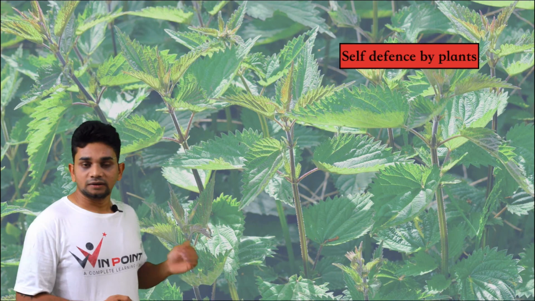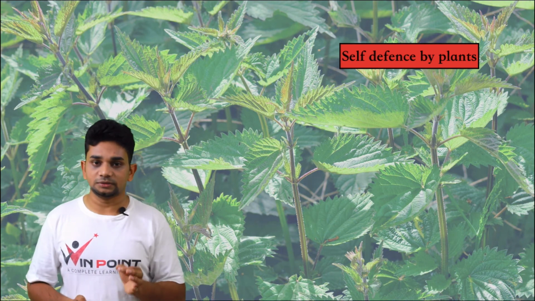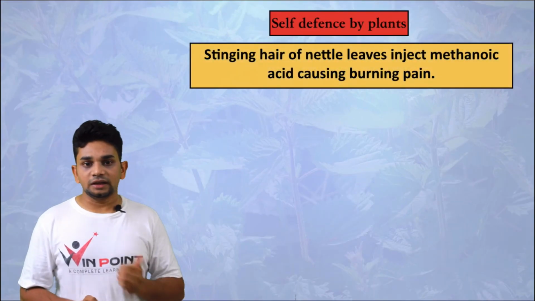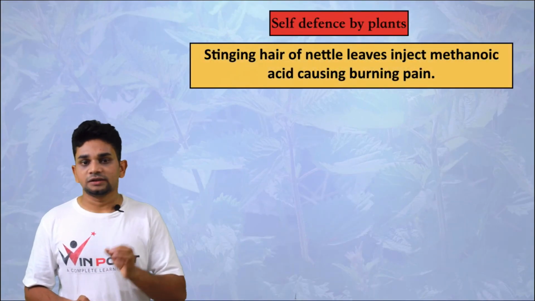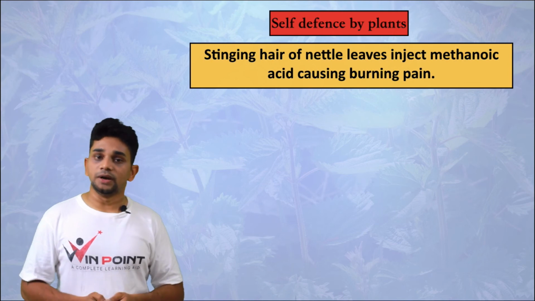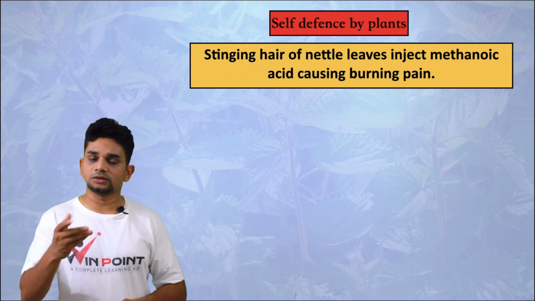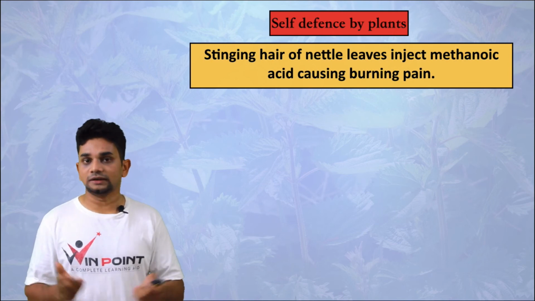Self-defense by plants. The nettle plant has stinging leaves. The stinging hairs of nettle leaves inject methanoic acid, causing burning pain. So here also we can use baking soda to neutralize that acid.